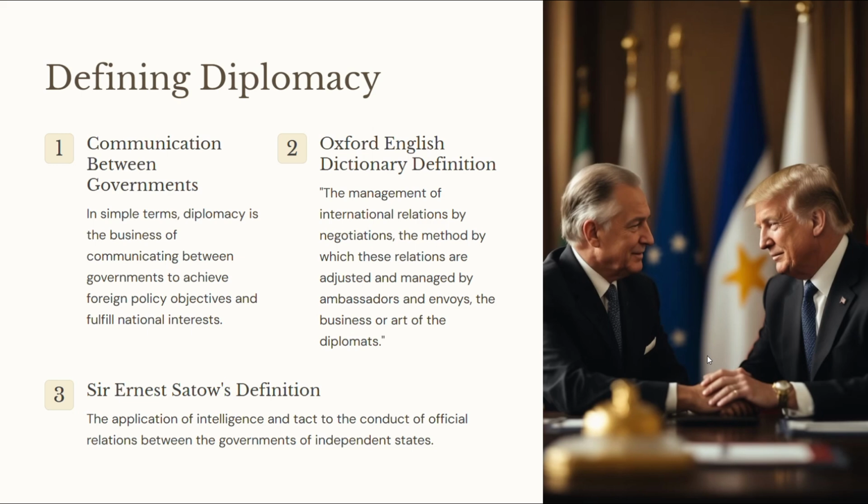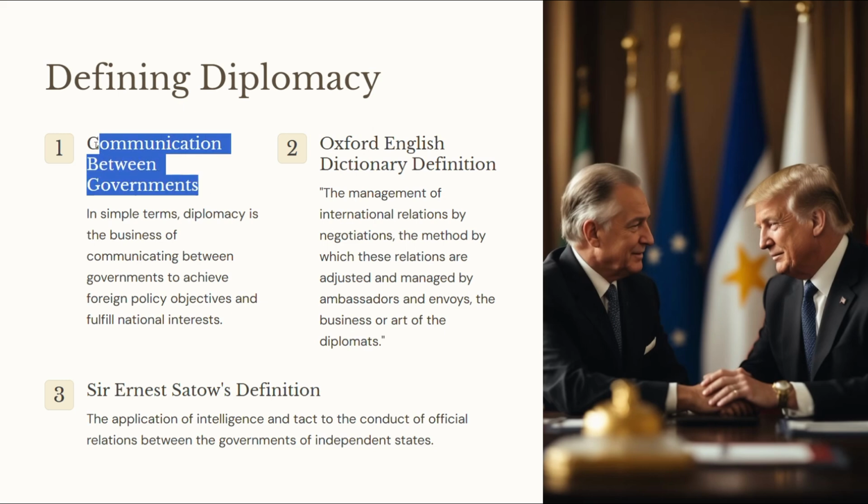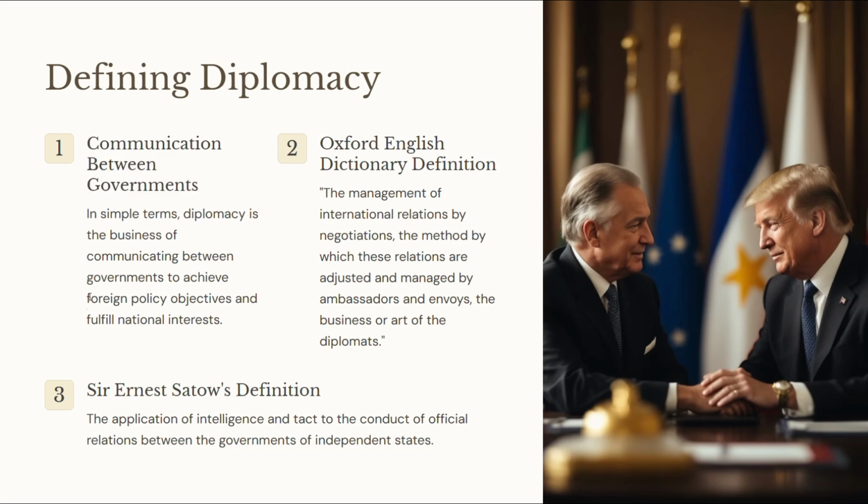So let's define diplomacy. In simple terms, it is the communication between governments. Diplomacy is the business of communicating between governments to achieve foreign policy objectives and fulfill national interest. So why is diplomacy conducted? To achieve the foreign policy objectives, and a key component of the foreign policy objective is to fulfill the national interest. In subsequent lectures, we will discuss in detail about national interest.